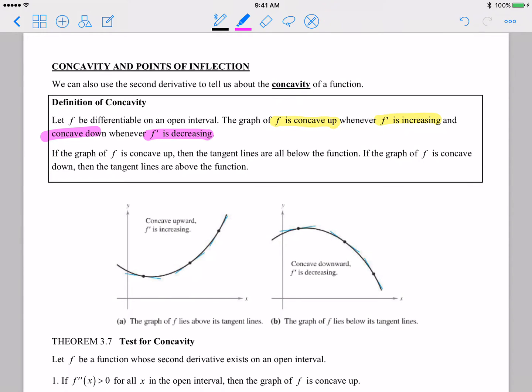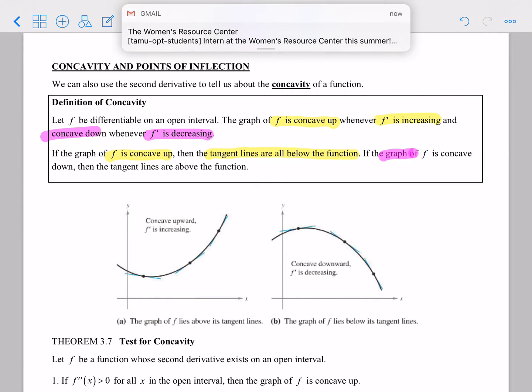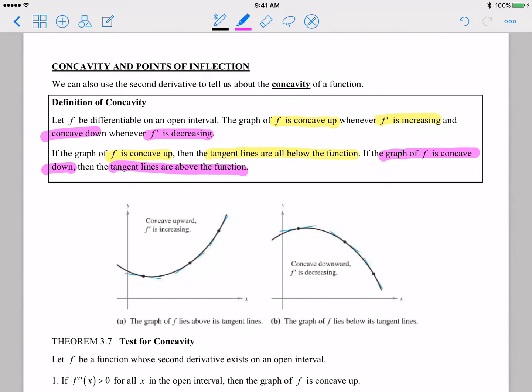Okay, and then secondly, what I want you to see is that if a graph is concave up, what that means is that the tangent lines are all below the function. Okay, so I'll show you the picture here in just a second to kind of illustrate that. Secondly, if the graph of f is concave down, then the tangent lines are above the function. Okay, so if you look at this picture, that's kind of what this picture is saying.